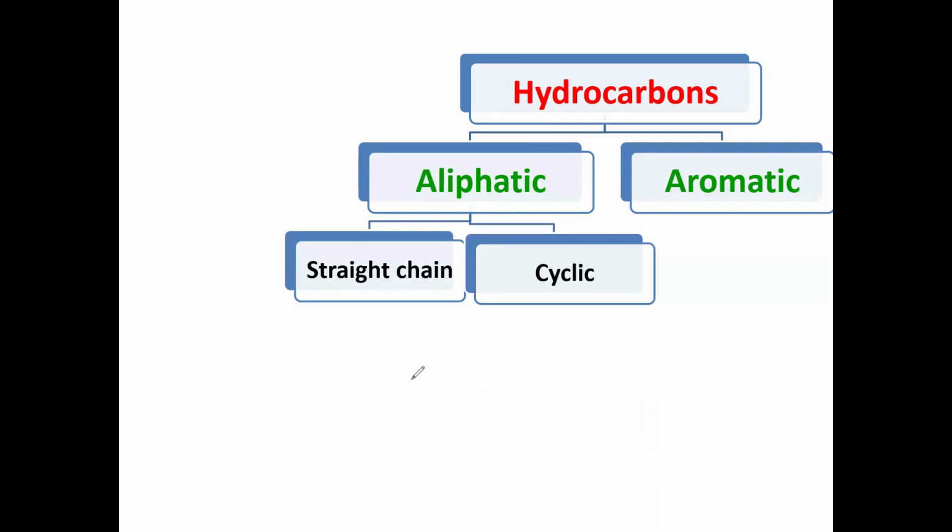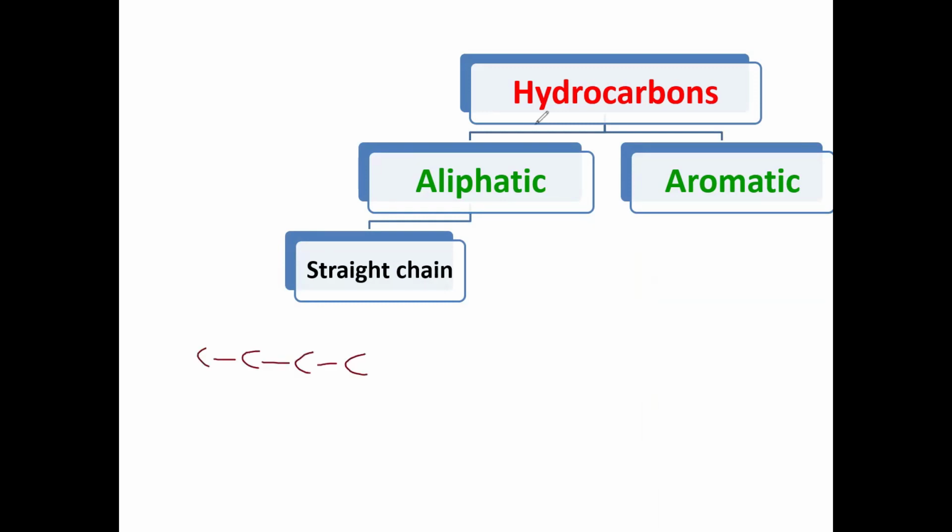So when you say straight chain, it means that the compounds are in open chain. They are straight, something like this. When you say they are straight, it means that they are open. All the carbons are in a straight line. So that is why they are called straight chain.